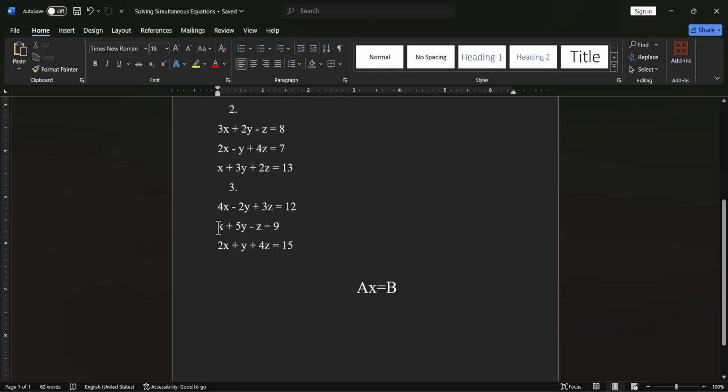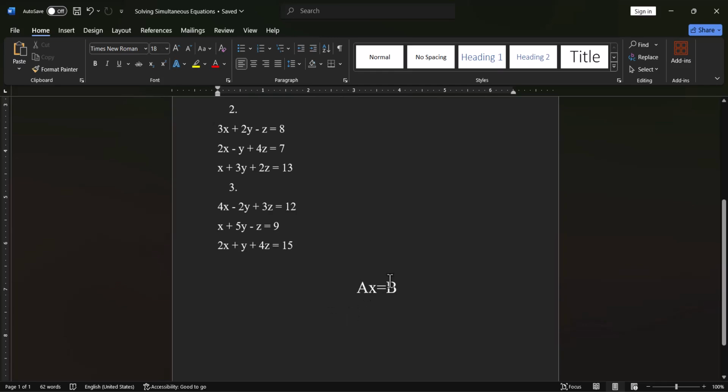If we come to the second equation of this particular system, the coefficient of x is 1, the coefficient of y here is 5, and the coefficient of z here is -1. So what we are going to do is write matrices of each of these elements, the A, the b, from which we are now going to get x.